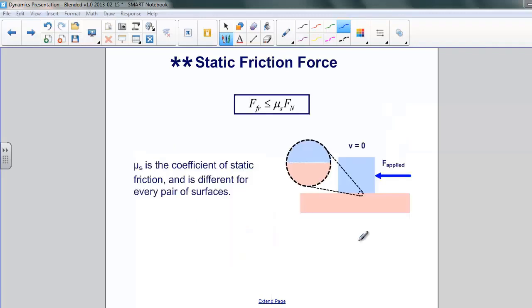Now let's take a look at the formula for the static frictional force. It has a form that is very, very similar to that for the kinetic frictional force. Here we have frictional force is less than or equal to the coefficient of static friction times the normal force. The structure is basically the same. A coefficient of friction and the normal force are related to the frictional force. However, here, what we'll notice is that there's an inequality. We'll talk about that in a moment. One thing to note is that the coefficient of static friction, just like that for kinetic friction, is different for every pair of surfaces.